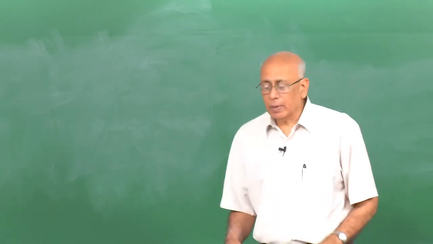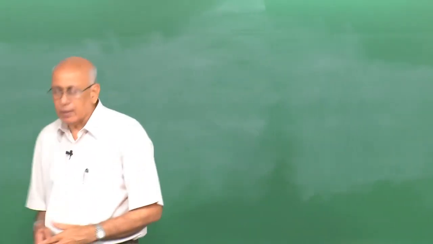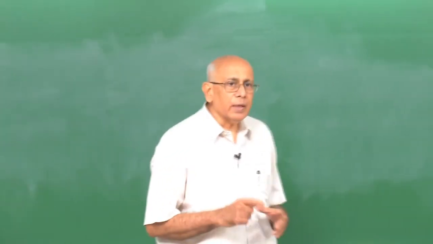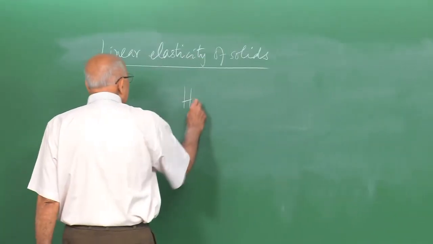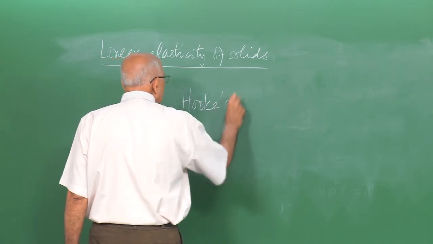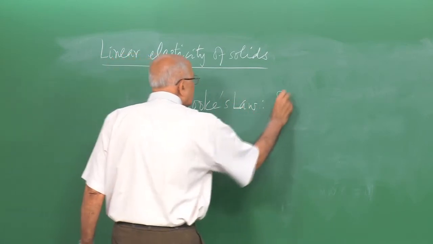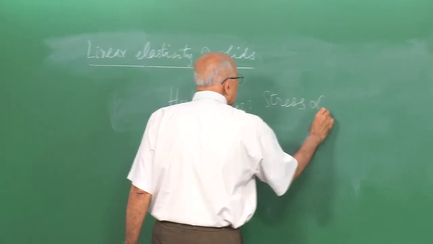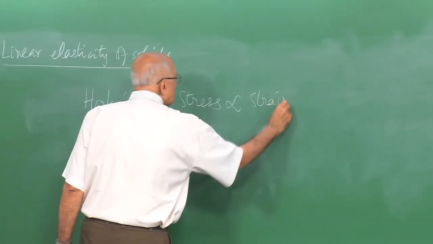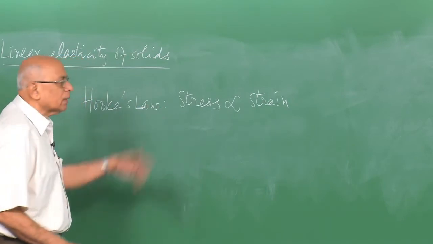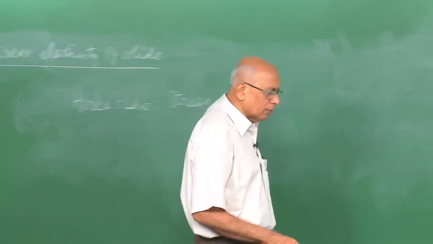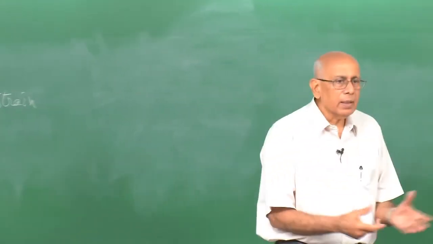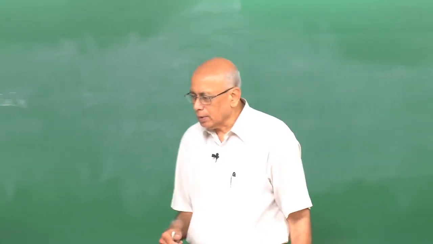All right, the next topic we are going to look at is the linear elasticity of solids, and I assume that you are already familiar with Hooke's law, which says that the stress is proportional to the strain. So in its simplest form, Hooke's law says that the stress on a solid is proportional to the strain that it displays as a result of this stress, where stress is defined as force per unit area in some suitable circumstance, and the strain is defined as the deformation of this object relative to its original disposition.